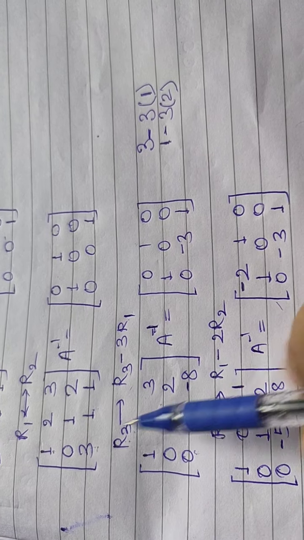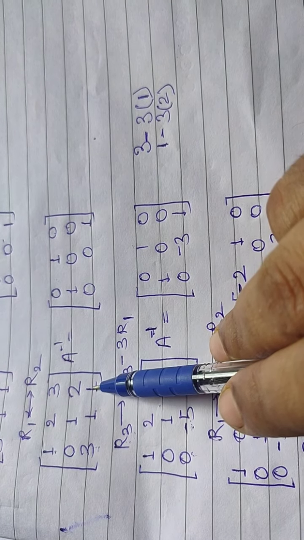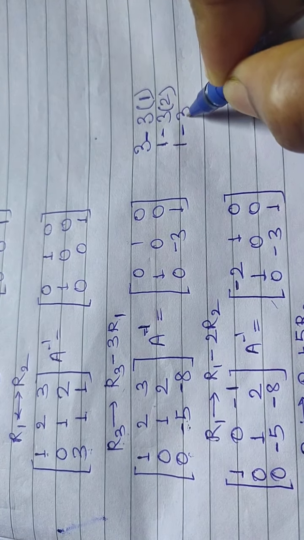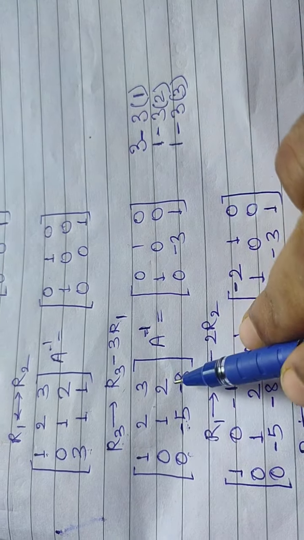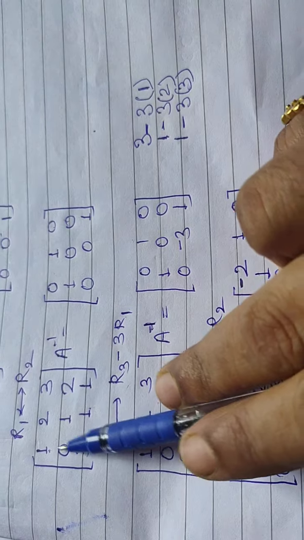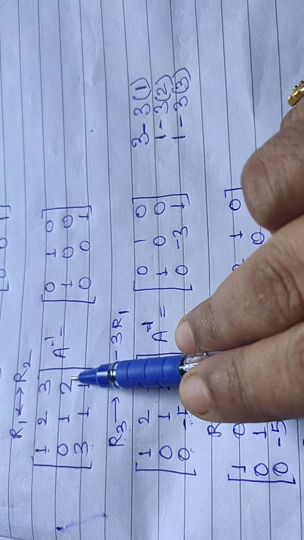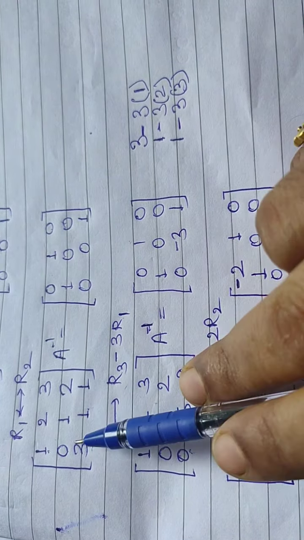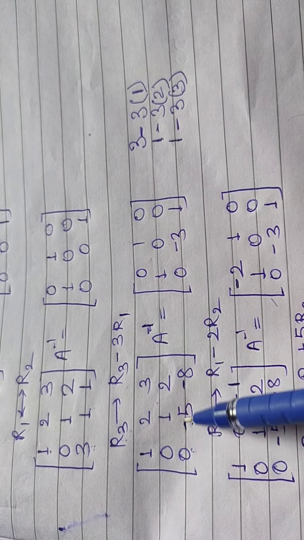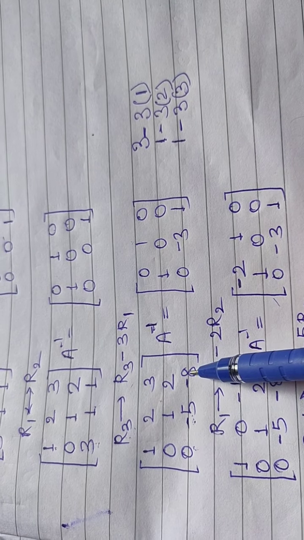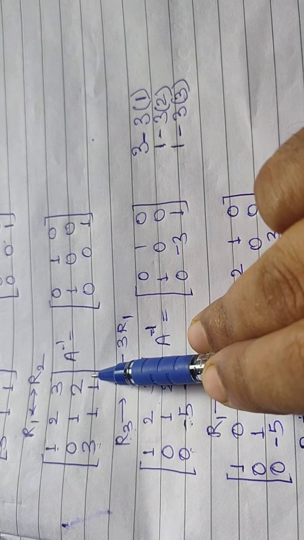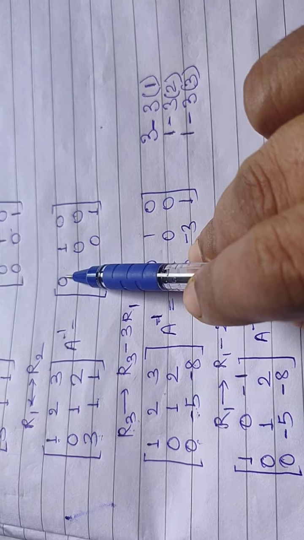And what will be the third element? Observe this: 1 minus 3 into 3, we get minus 8. So I have written minus 8 here. Note that the first row and second row elements remain as they are. We are only changing the elements of the third row. So now the third row becomes 0, minus 5, minus 8 after the row transformation. On the left hand side this is done, and the same way we have to calculate on the right hand side.